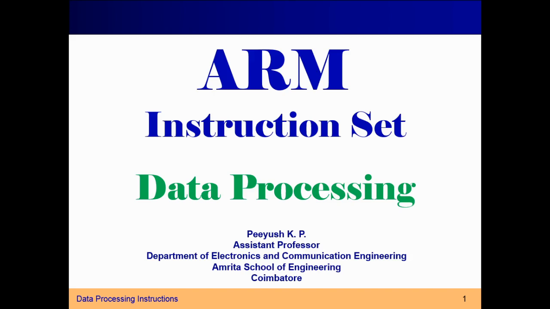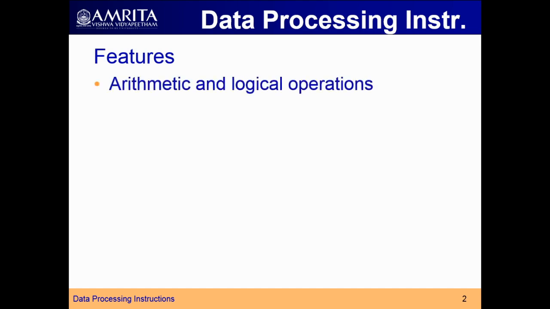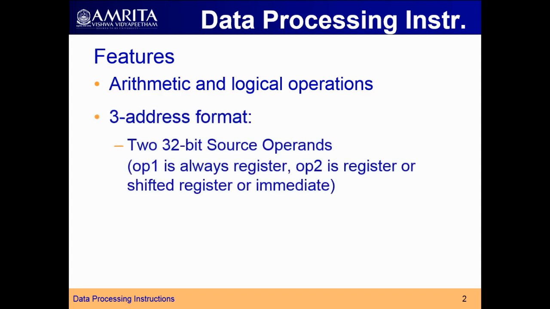In this session, we are going to deal with data processing instructions. So what are the features of data processing instructions in ARM? Data processing instructions are used for performing arithmetic and logical operations except multiply operations, because for multiply you have separate instructions. Next one is 3 address format.